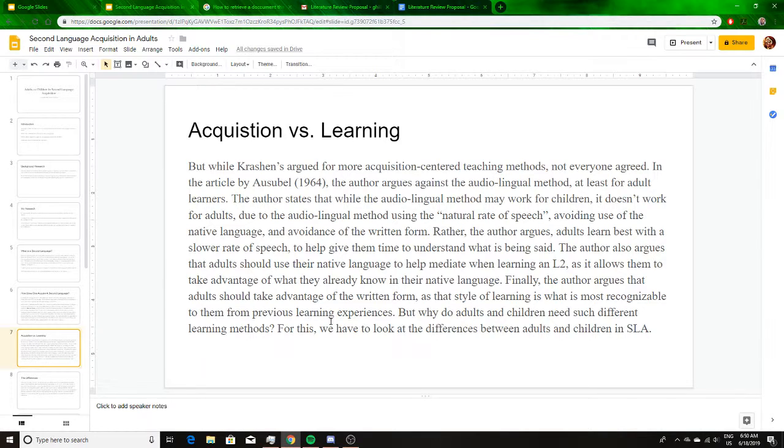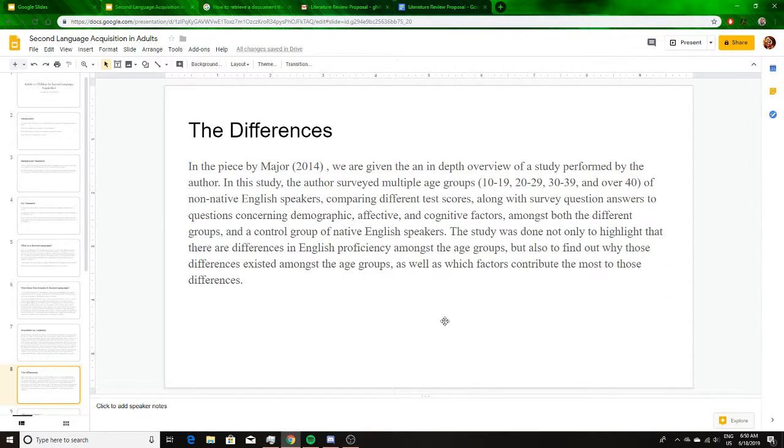They're very used to this kind of style of learning. And so it might be more conducive to keep them comfortable with the method. But with that, we have to wonder why do adults and children need different teaching methods? Why can't we just use the same methods for adults and for children?